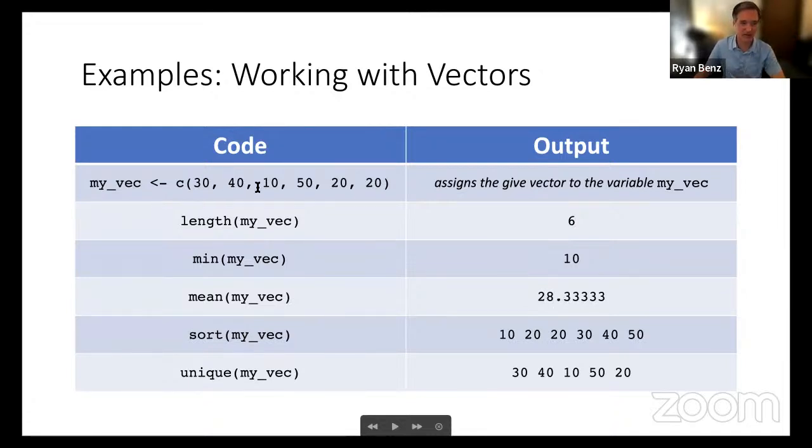Notice that this vector is not in numerical order, so we can use the sort function if we want that to be the case. Notice that I have duplicated the number 20 here twice, and there's no problem. You can duplicate values in a vector, nothing wrong with that, but sometimes you might want to get the unique elements, so you can use this unique function to do that.